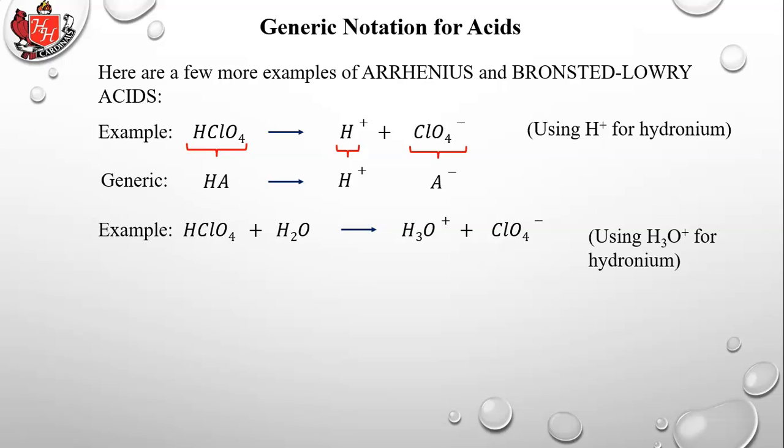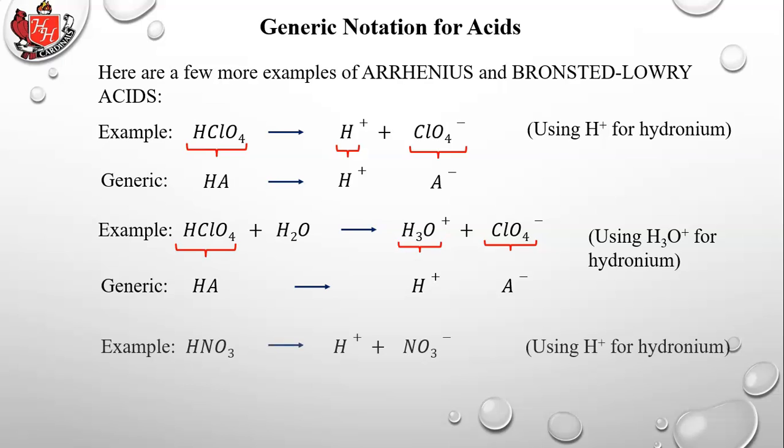Here's another example. Here's the same thing, but it's written in the more longhand notation, the preferred notation. So it's still the perchloric acid plus water gives you the hydronium and the perchlorate ion. So there's the generic HA, and then there's the generic H plus, and then there's the A minus. And here's nitric acid. So you start off with HA, and then it breaks off into the H plus, and the NO3, the nitrate, is the A minus part of it. So that's just the generic way to write an acid reaction.